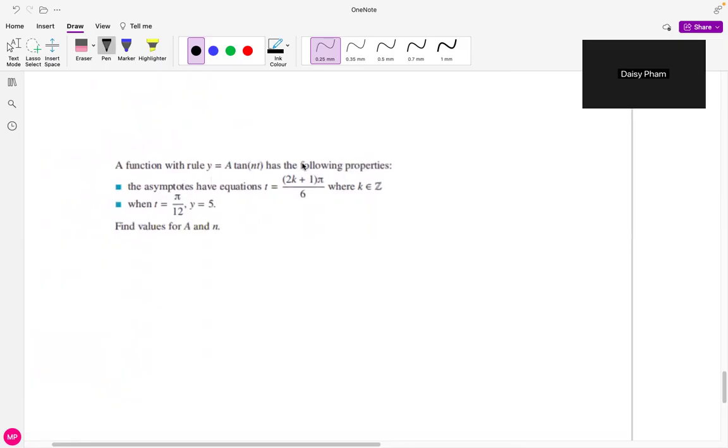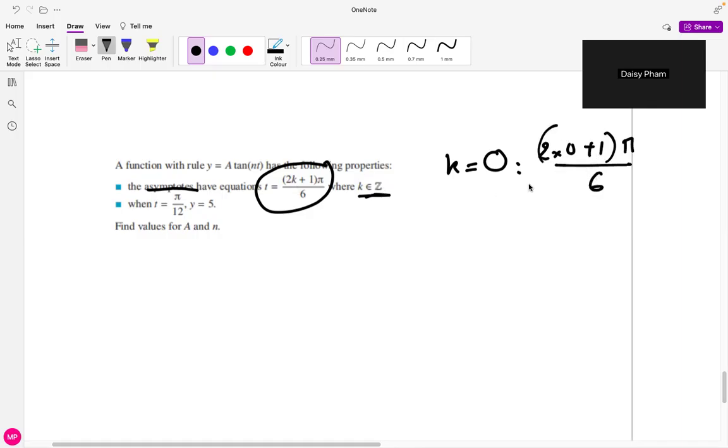So what does that really mean? If you think about it, they said k is an integer, k belongs to Z, right? And the asymptote equation is (2k plus 1) pi over 6. So k is an integer, so if you think about any integer, like let's say k equals 0, if you sub 0 in, 2 times 0 plus 1 pi over 6. That's the first asymptote. So you're going to have 1 pi over 6. So if k equals 0, it gives you one asymptote at pi over 6.